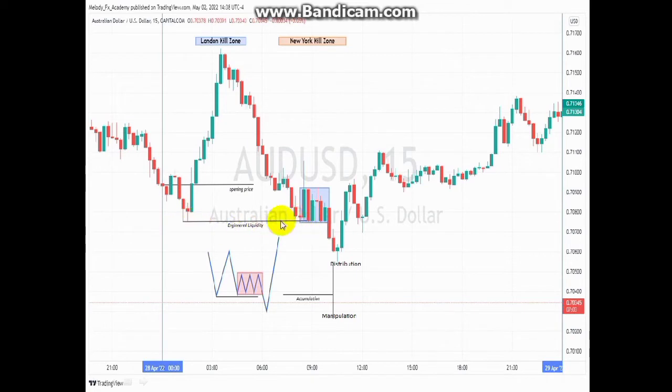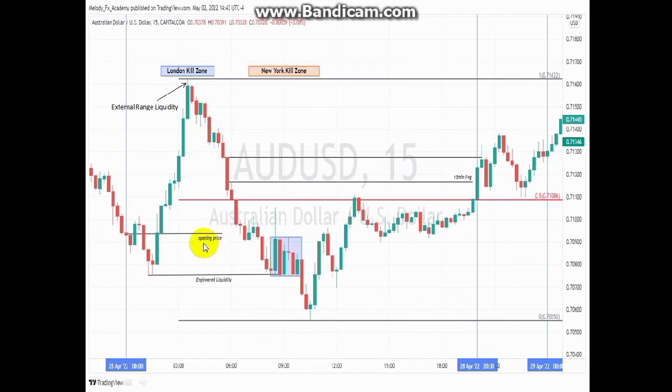Liquidity was being engineered right here, creating a kind of consolidation. This consolidation serves as an accumulation phase. So we have the accumulation, the manipulation, and the distribution phase. This was what actually created my entry to look for long positions. I'm looking at this trading range from this high to this low, so let's go deeper into this trading range right here.